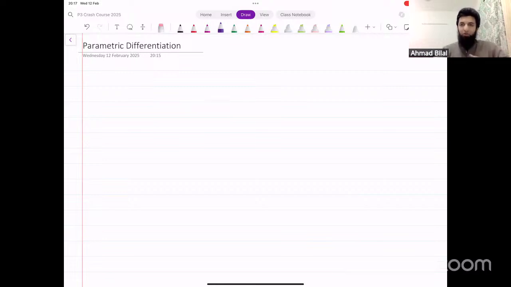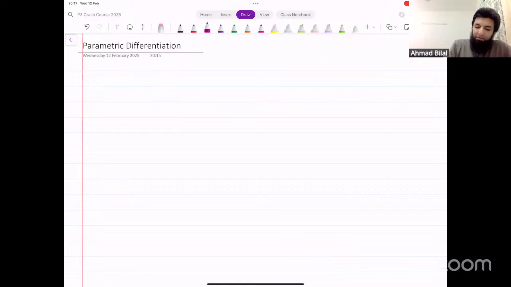Okay, so there are 2 other methods that we have to do. One is parametric differentiation, and another is implicit differentiation. Now, we're starting with parametric differentiation. It's pretty straightforward. And it works like this.